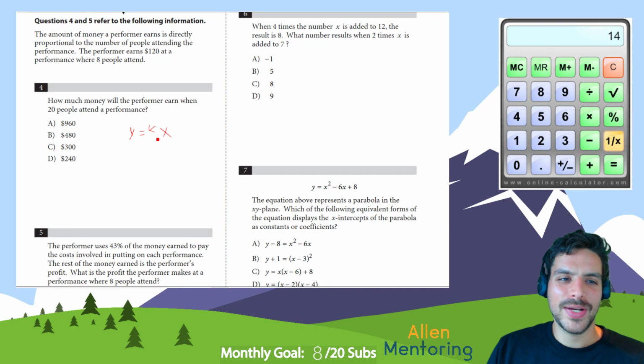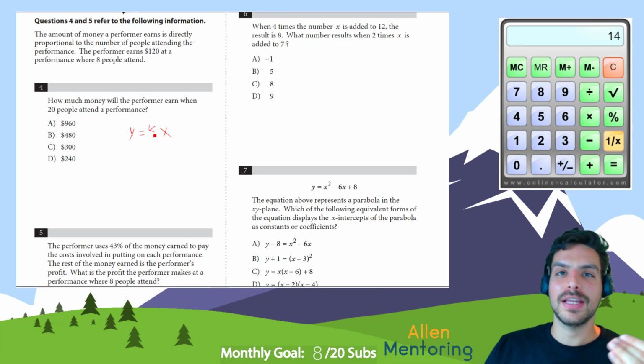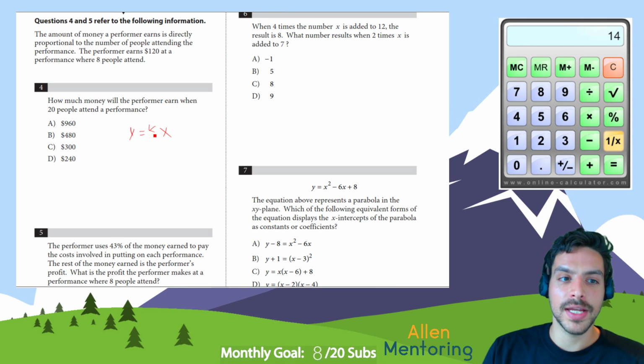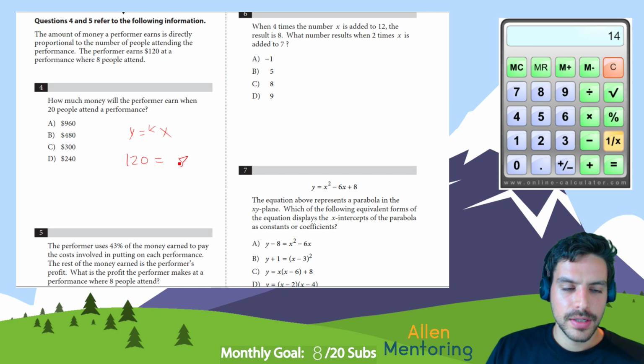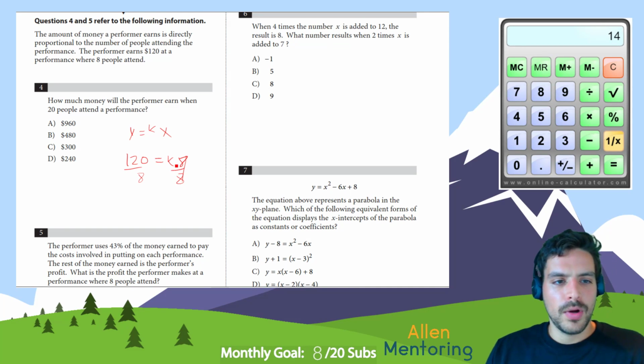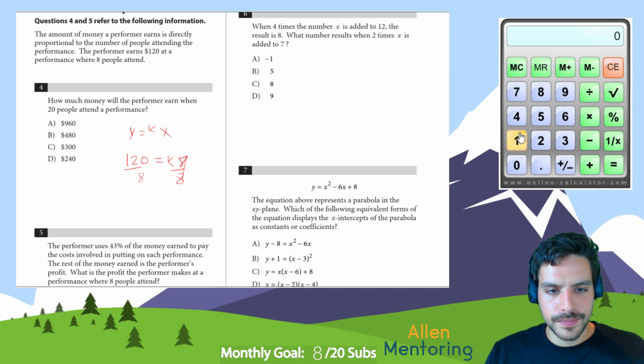So we probably want to find out what k is first, because once we know what k is, we can plug in anything for x and it'll tell us what our y is. So in our case, the performer earns $120, and 8 people attended, right? So in order to find k, we set up the equation as such, and then we isolate k by dividing by 8 on both sides. And what is 120 divided by 8? 15. So k is equal to 15.